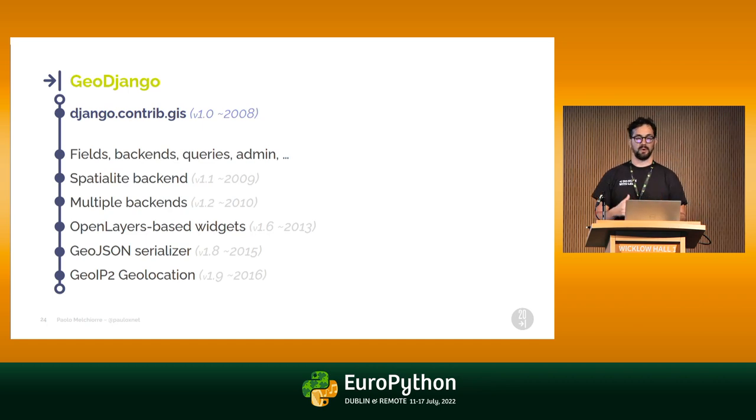It's time to get to know and activate GeoDjango, the Django geographic module. Django added geographic functionality a few years ago in the contrib GIS module, with specific fields, database backend, special queries, and also admin integration. Since then, many useful features have been added every year until the latest version. And before activating it, we need to install some requirements.